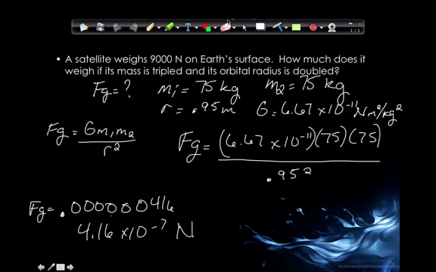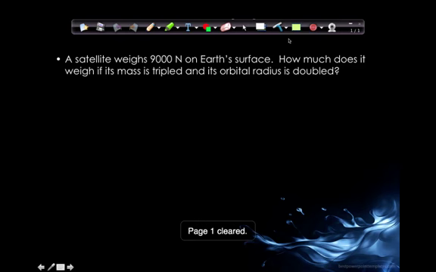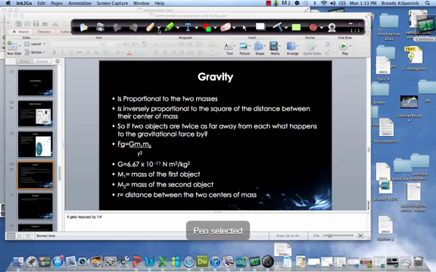All right, so let's look at a different type of problem here. A satellite weighs 9,000 newtons on Earth's surface. How much does it weigh if its mass is tripled and its orbital radius is doubled? When you're looking at this problem, first of all, you have 9,000 newtons. You have to decide what that is.